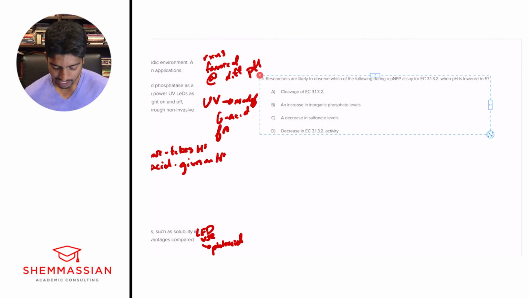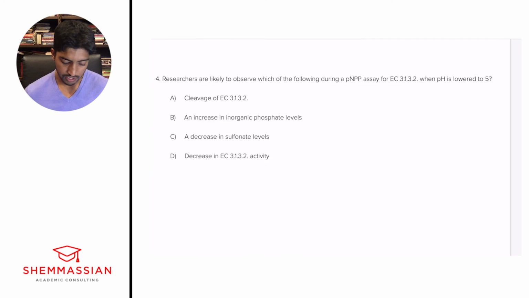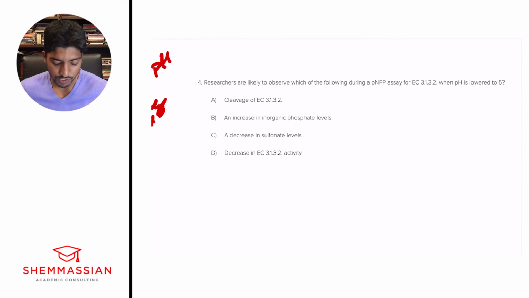All right, now we're on to our final question. Researchers are likely to observe which of the following during a PNPP assay for EC 3.1.3.2 when pH is lowered to 5? A, cleavage of EC 3.1.3.2. B, an increase in inorganic phosphate levels. C, a decrease in sulfonate levels. Or D, a decrease in EC 3.1.3.2 activity.